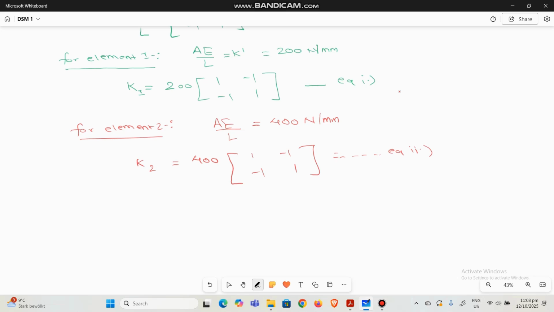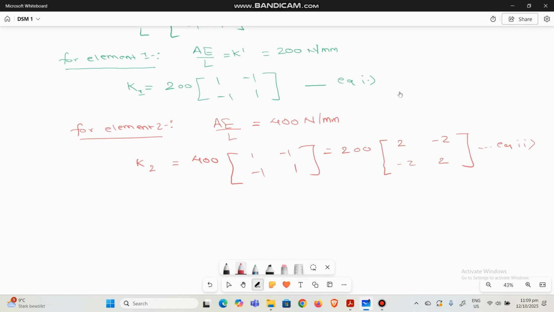Just keep it this way, or we can also actually do it like this. Wait a minute. We can actually simplify this by taking the 200 common. So 2, -2, -2 and 2. This will be better when we assemble all the elements at last.